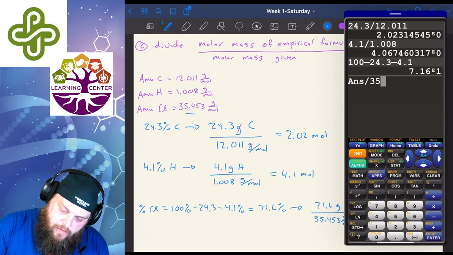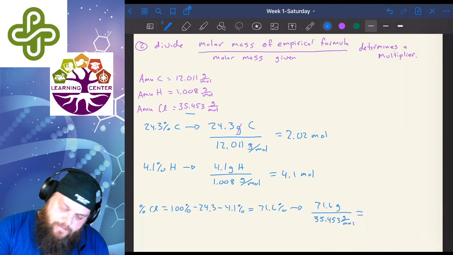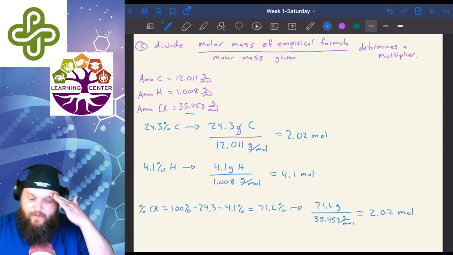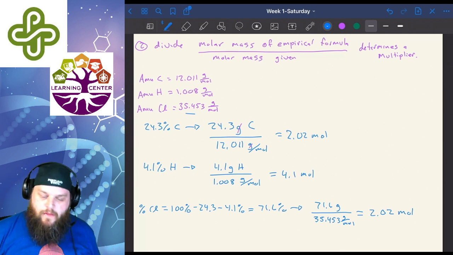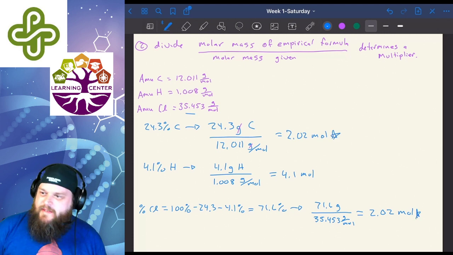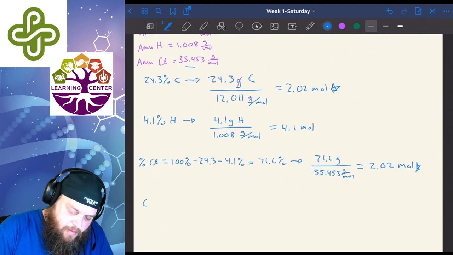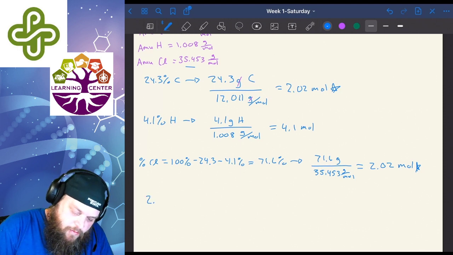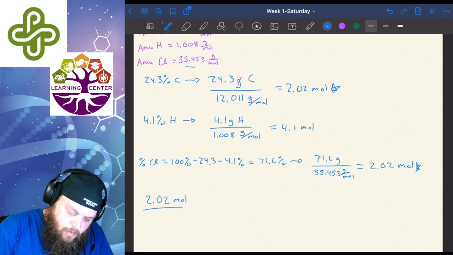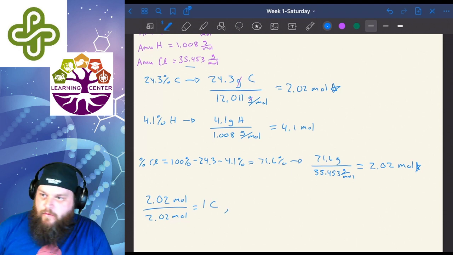Divide that, 35.453. That's 2.02 moles. So now for each of these we have to find and divide by the lesser mole. The least mole is basically the same for carbon and chlorine, which means they probably have the same number of atoms in the molecule. So in this case, for carbon we can divide 2.02 mole by 2.02 mole. Obviously going to equal 1. So there's 1 carbon in the empirical formula.